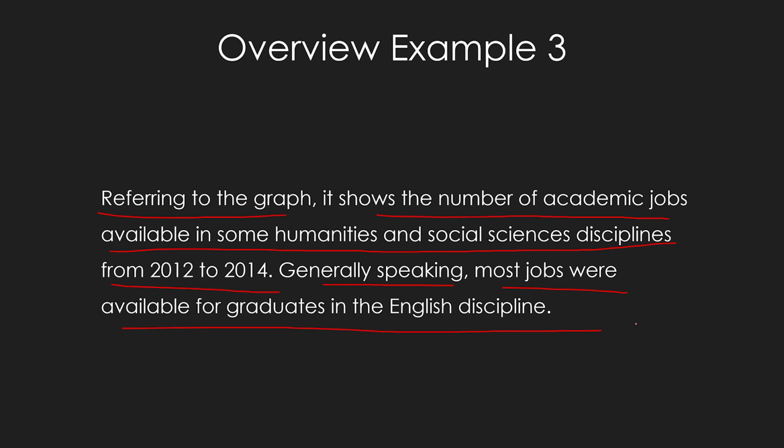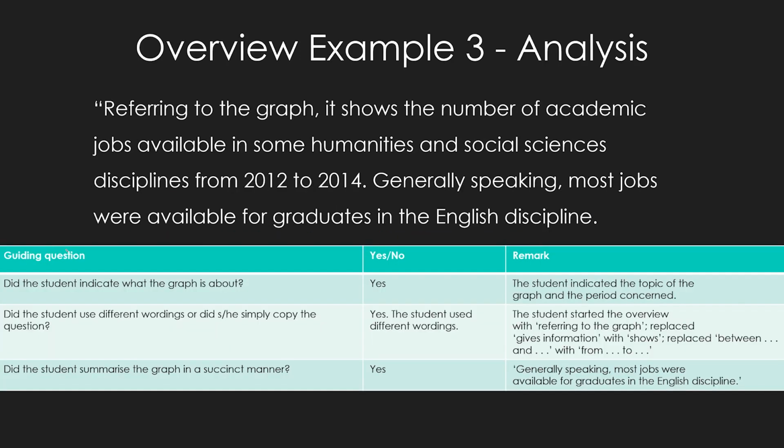So, let's quickly analyze this one. So, did the student indicate what the graph is about? Yep, they did. They spoke about the period concerned, they spoke about the main topic of it. Now, did the student use different wordings, or did she simply just copy stuff? Nope, they used different wordings. So this is how they changed words there.